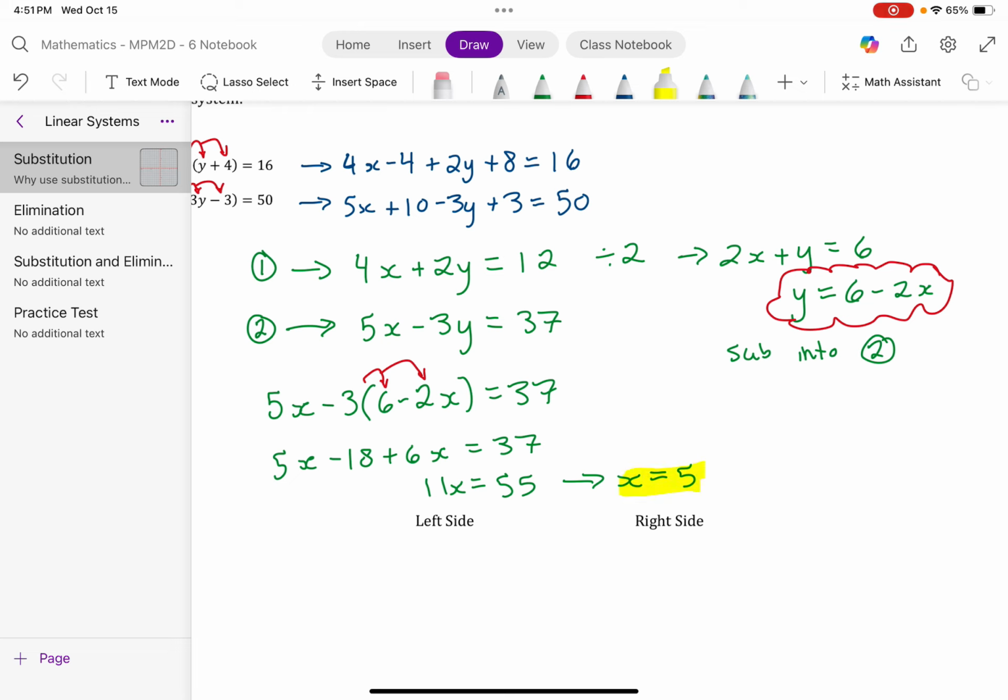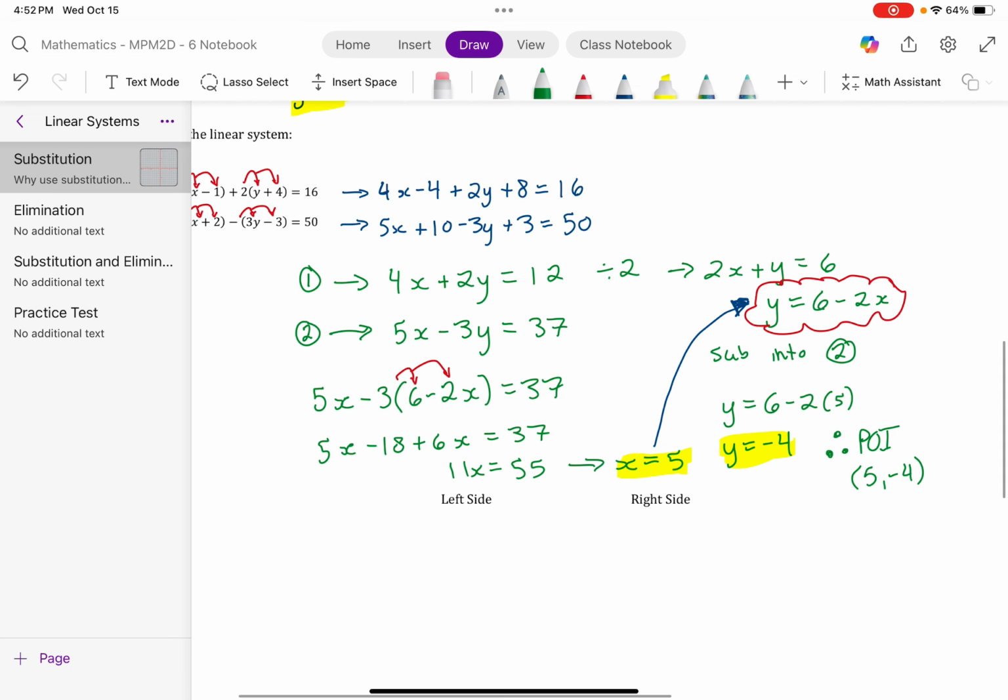We can take that value and sub it right back into the equation that we rearranged. That's the easiest one, since y is already isolated in that equation. So y equals 6 minus 2x, and x we said is equal to 5. So y is equal to 6 minus 10, so y is equal to negative 4. Therefore, our POI, our point of intersection, is (5, negative 4).